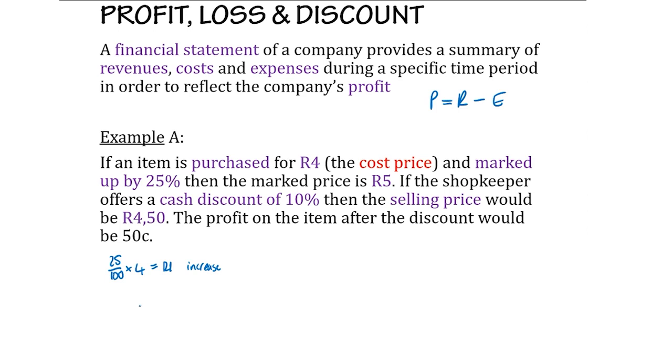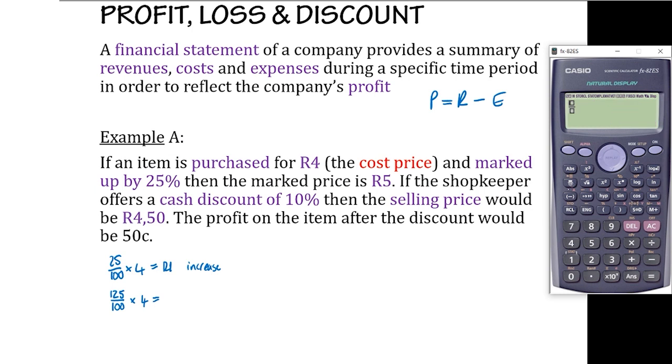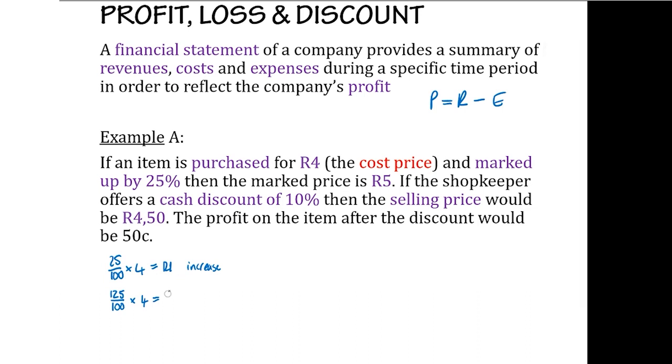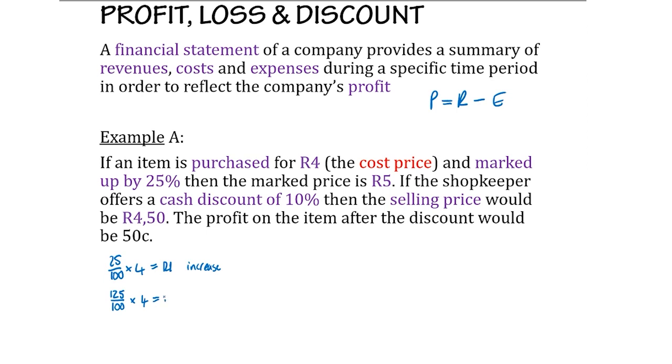Right, what was the shortcut to do this? Well, the shortcut would have been to say, well, it's 125% of that 4 Rand. And if we go and work that out, we're going to see that 125% of 4 Rand is 5 Rand. There it is. That's because we had a 1 Rand increase and we had 4 Rand to start off with. So that means that now we're going to sell it and make 1 Rand profit.